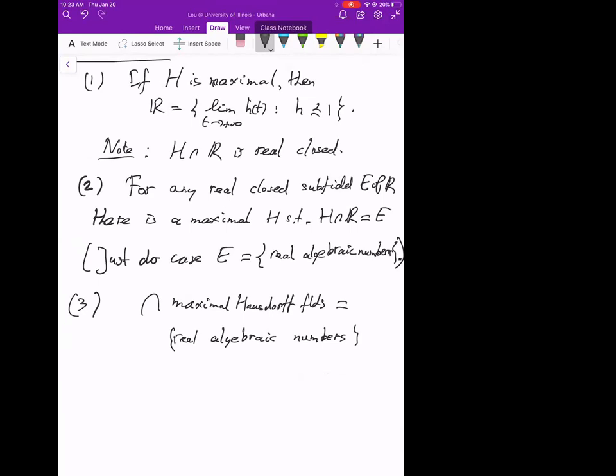Now a consequence of 2 is that there are actually 2 to the power continuum many, an enormous number of, I suppose, maximal Hausdorff fields.